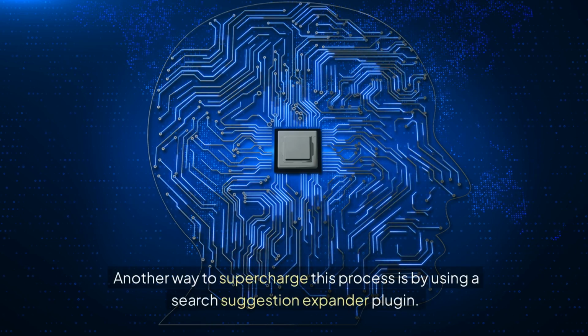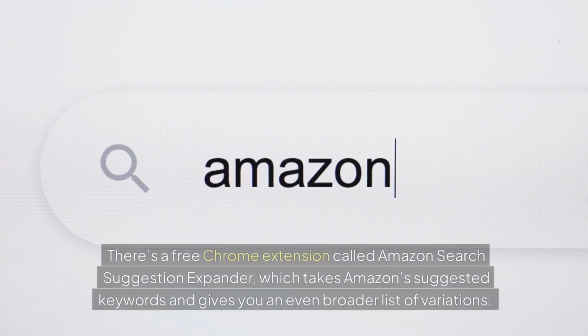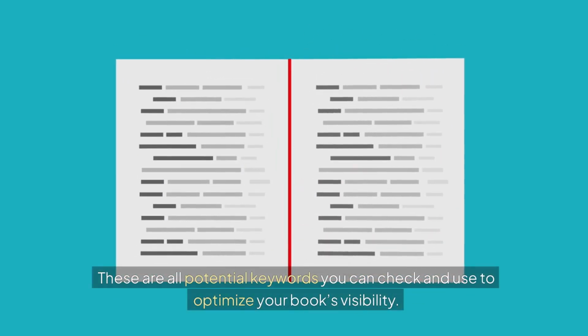Another way to supercharge this process is by using a search suggestion expander plugin. There's a free Chrome extension called Amazon Search Suggestion Expander, which takes Amazon's suggested keywords and gives you an even broader list of variations. These are all potential keywords you can check and use to optimize your book's visibility.